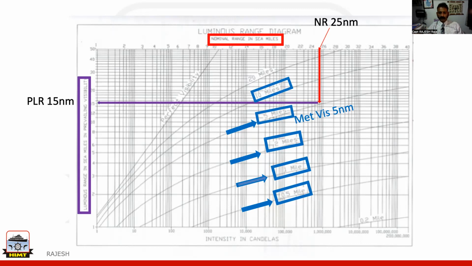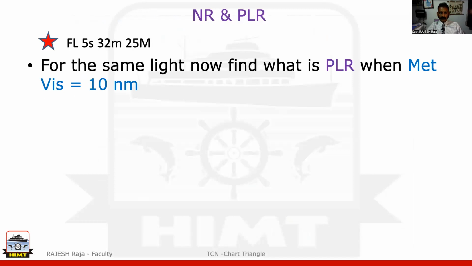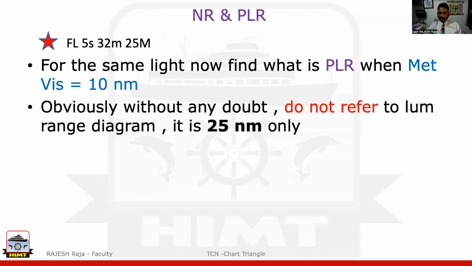I'm going to give you one more trick example, which is more of a common sense example. The same lighthouse, I'm asking you to find what is the present luminous range when Met visibility is 10 nautical miles. Okay. The reason why I said trick is that the answer is in the question itself. So the majority of people will again go back to the lume range diagram and try to find out, but I have more common sense. Please do not refer to the lume range diagram because the PLR itself is 25 nautical miles.